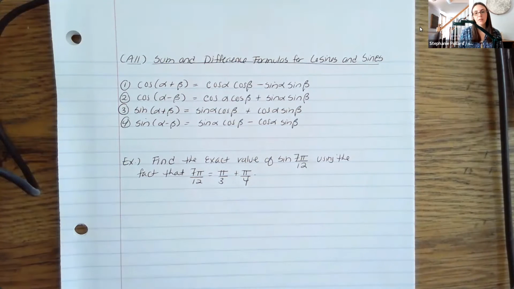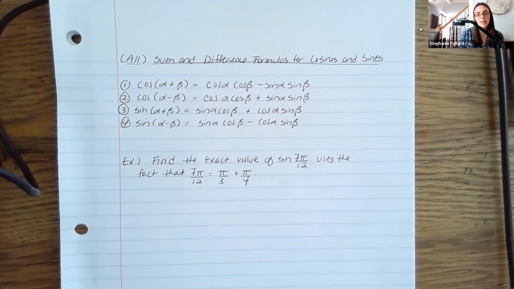Now, there are some other sum and difference formulas other than the one we saw in the last video. We just focused on one formula. There's actually 4 of them for cosines and sines, and I have them listed here. And again, if you need to, pause the video and write them down so you have them.